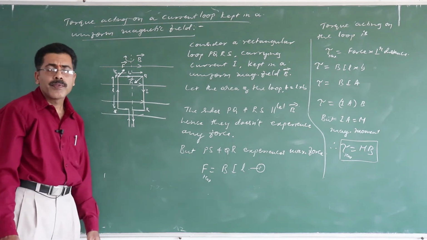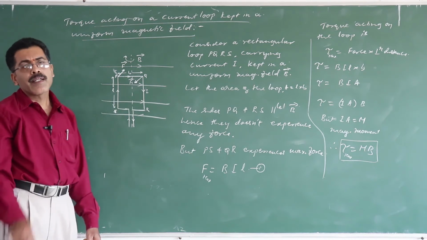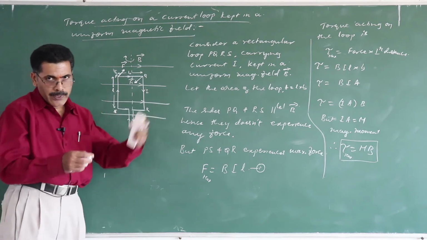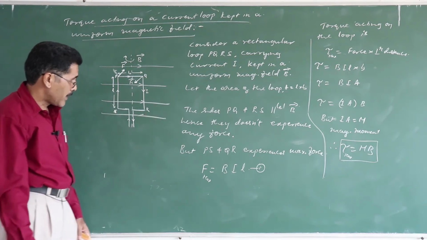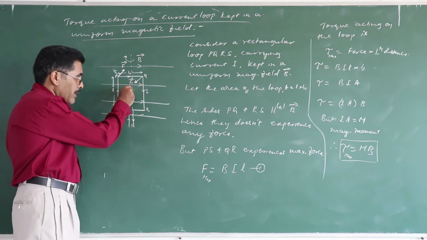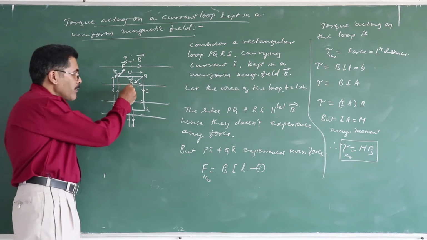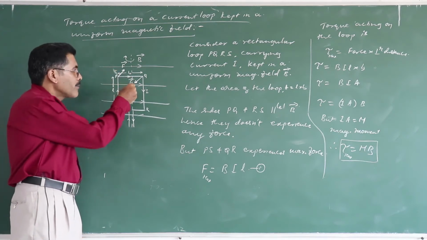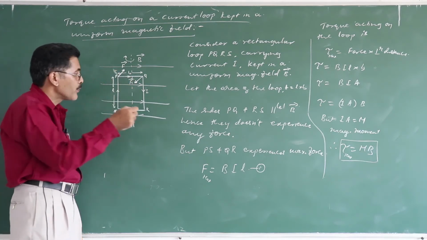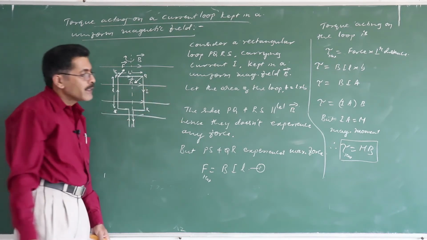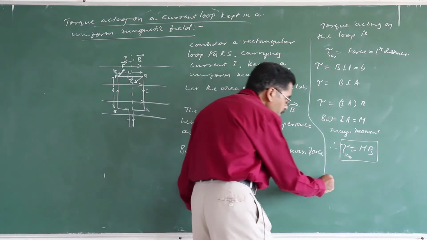Suppose the loop is making a certain angle with respect to the field direction, instead of this. In such a case, say here the dipole moment is acting in this direction. This is the dipole moment, it is always perpendicular to the plane and towards you. The magnetic field is like this, so between them the angle is 90.